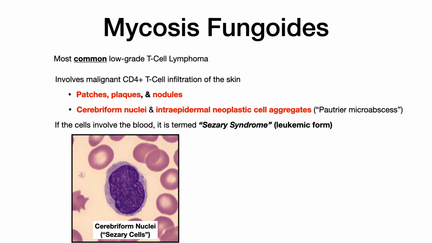If mycosis fungoides involves the blood, it is termed Sézary syndrome. So that is a leukemic form of mycosis fungoides. So high yield to know that this T-cell lymphoma basically can be leukemia because it can involve the blood. It can progress to that form.